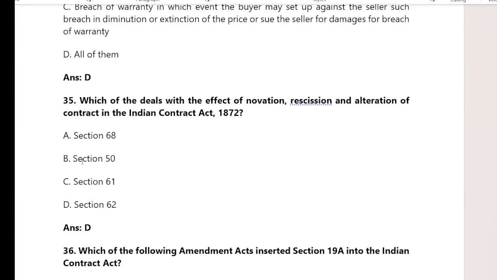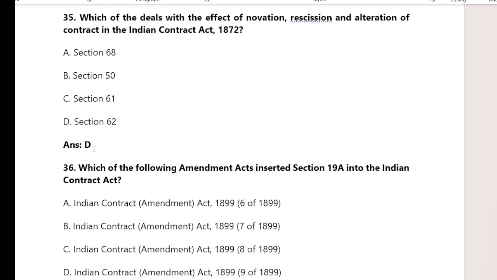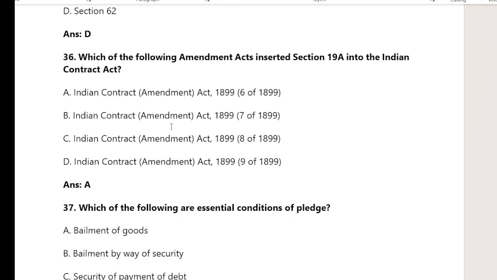Okay. And the next question is, which of the following deals with the effect of the novation, rescission or alteration of the contract in the Indian Contract Act 1872: section 68, section 60, section 61, section 62? And the right answer is option D, section 62.